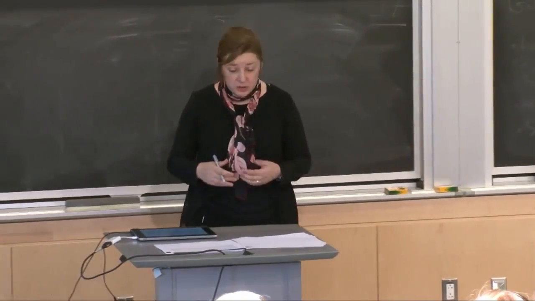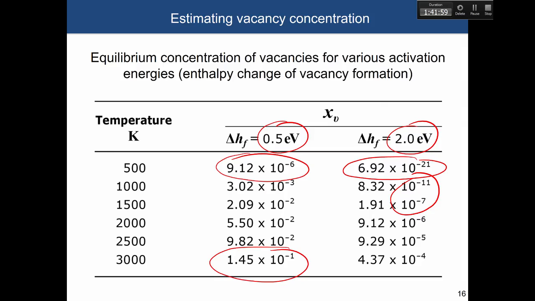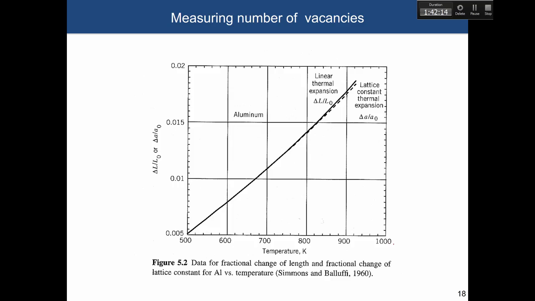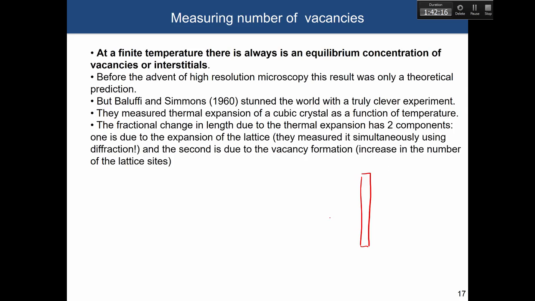One of the very first experiments was in 1960. It is somewhat similar to the density measurement, but what was actually done in that case is that they measured the change in the length of a piece of material. I apologize, I don't remember what the material was. It was aluminum. Okay, so they measured the length of a bar of aluminum.